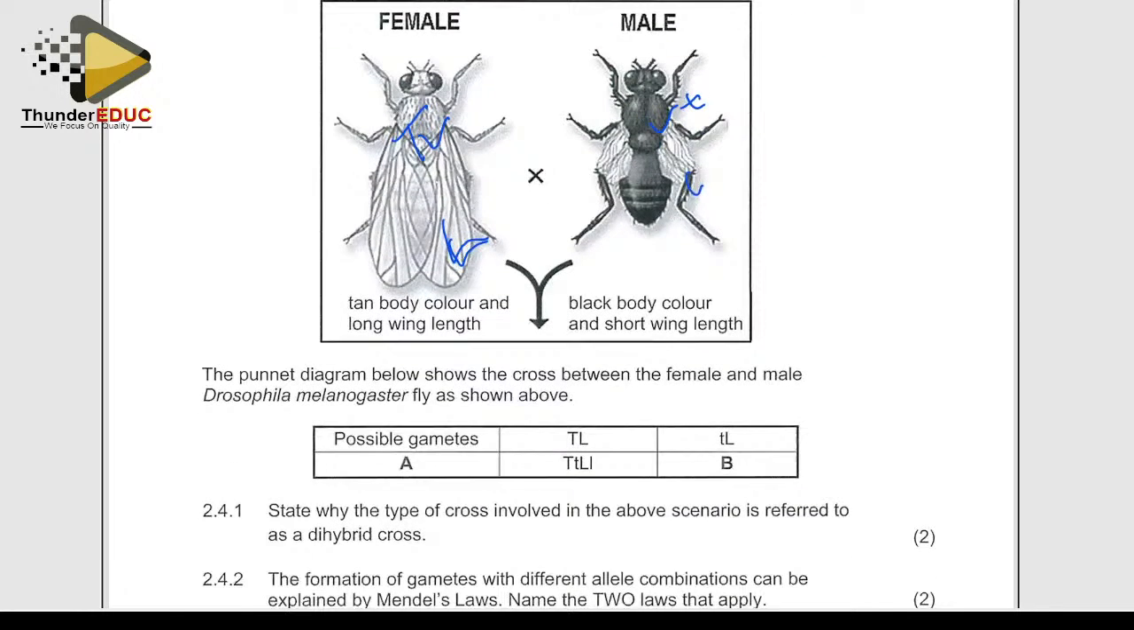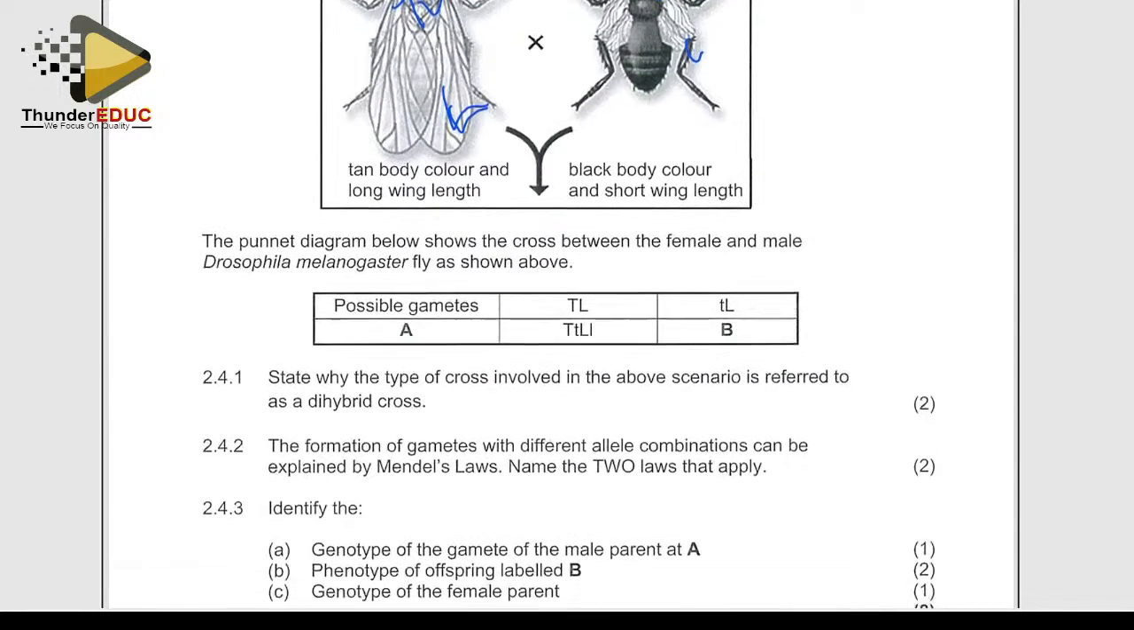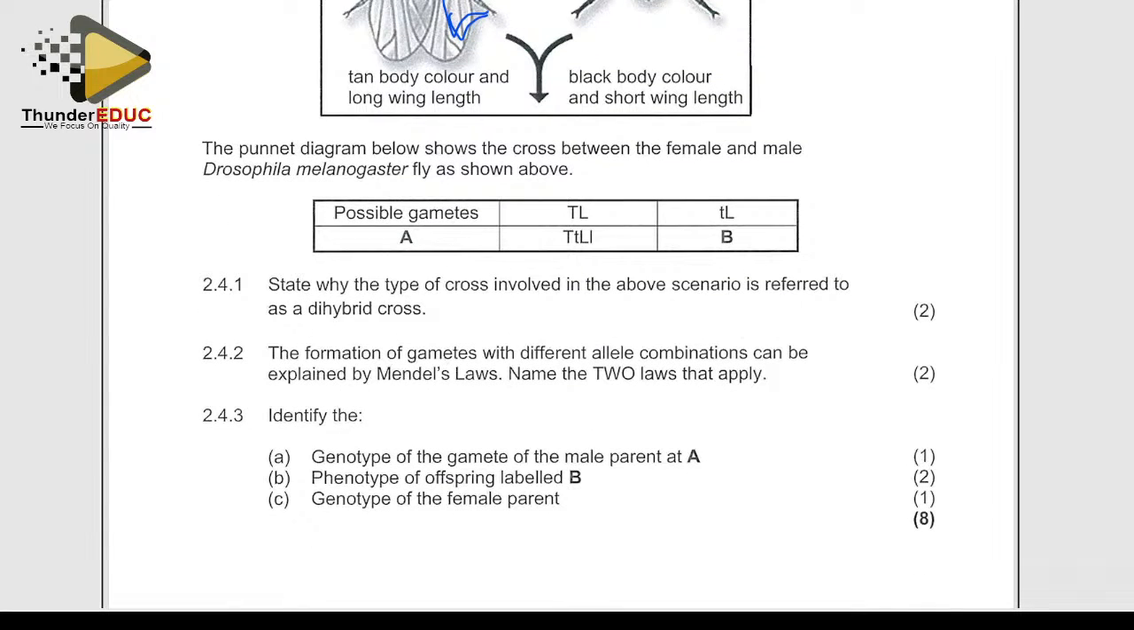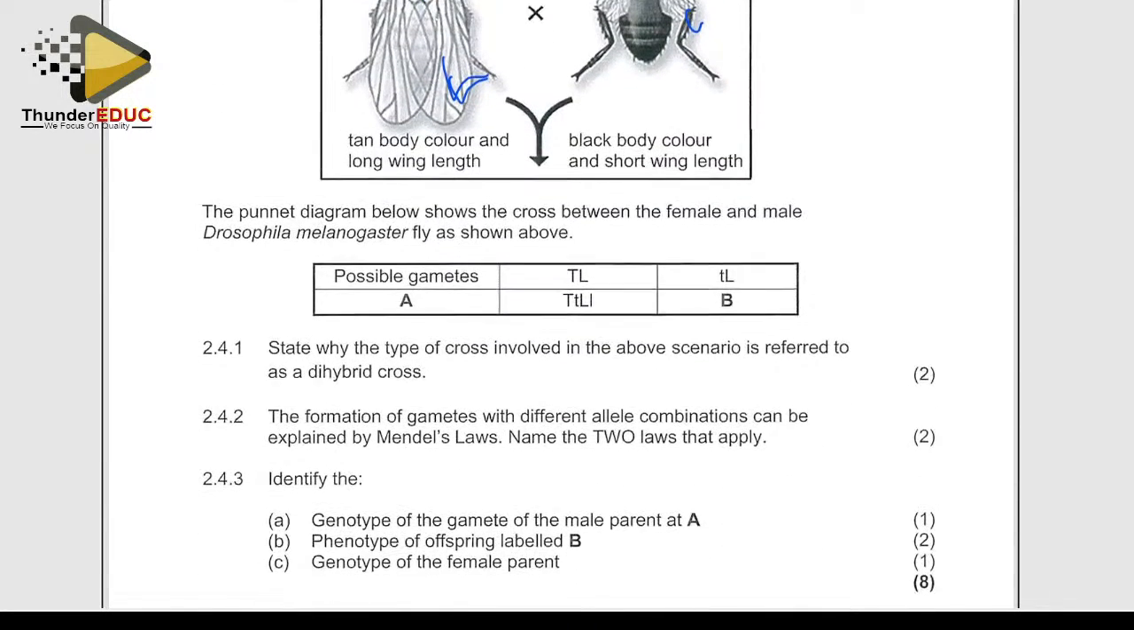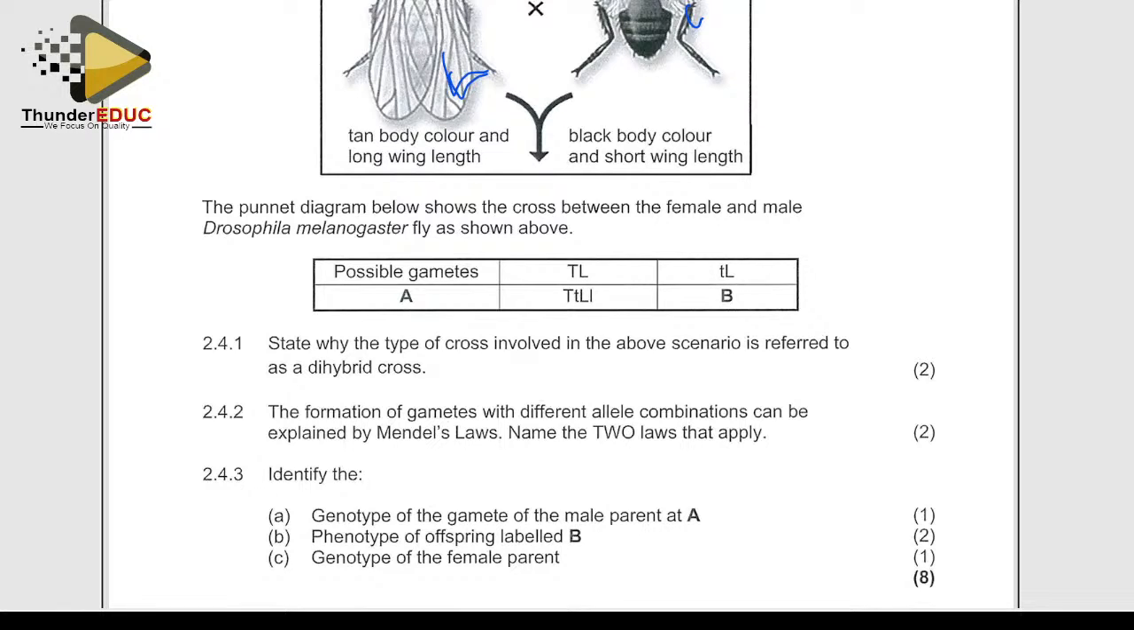Okay. The Punnett diagram below shows the cross between the female and the male Drosophila melanogaster fly as shown. State why the type of cross involved in this scenario is referred to as a dihybrid cross. Because two characteristics were involved. You can talk about the color of the body, and then you can talk about the length of the wing.